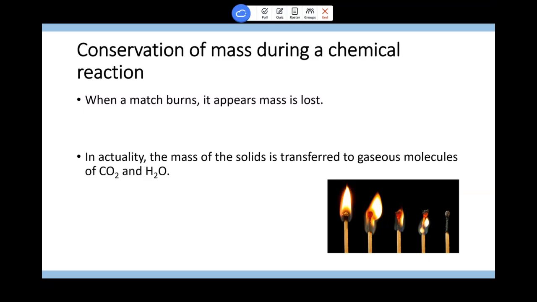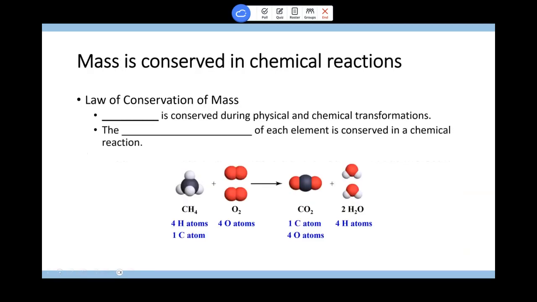Everything that's burned is converted to different compounds or different elements. And so those are gaseous. When we burn something, we have gaseous carbon dioxide and water. And so if we were to calculate all of the carbon dioxide and the water that's generated and add what's left over in this match, that would equal the mass of the original match before we burn it. So this is the first law, that mass is conserved in chemical reactions, the law of conservation of mass.